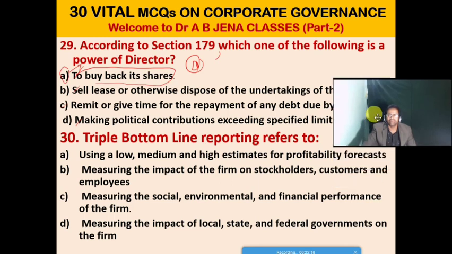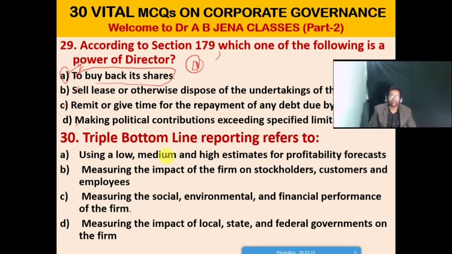So last but not the least, the vital MCQ. The triple bottom line reporting refers to what? A, it's using low, medium, high estimates for probability forecast. B, it's measuring the impact of the firm on stockholders, customers and employees. C, it's measuring the social, environmental and the financial performance of the firm. D, it's measuring the impact of local, state and federal governments on the firm.